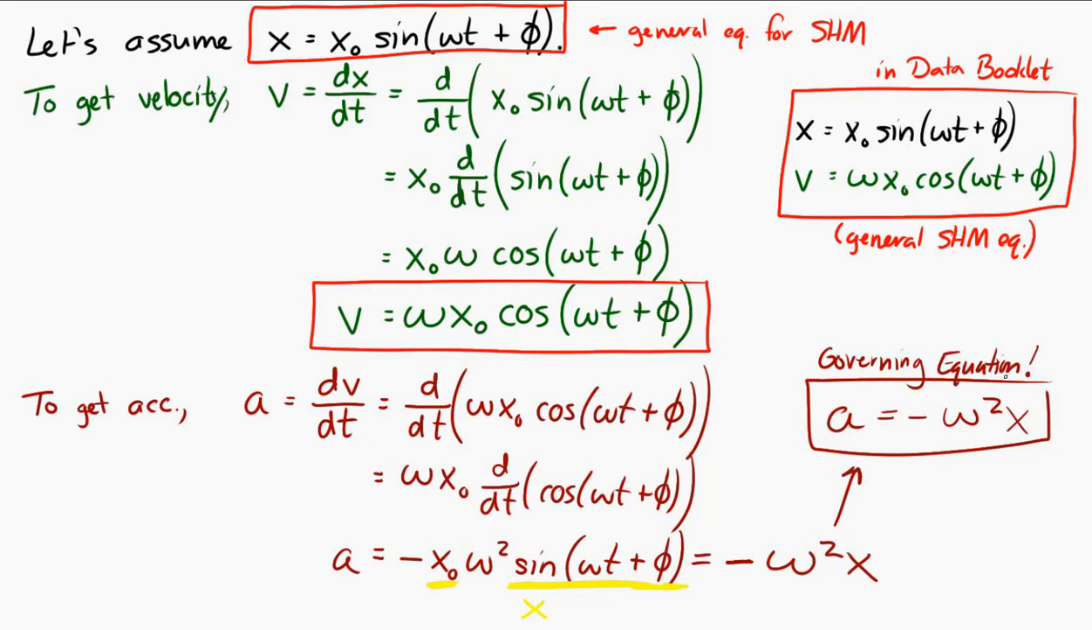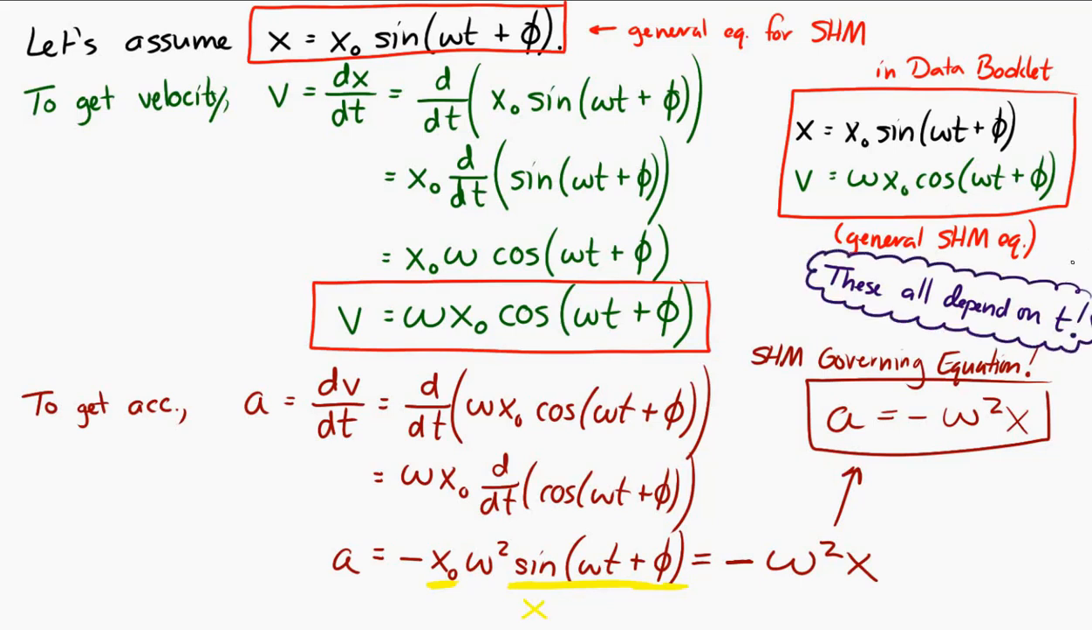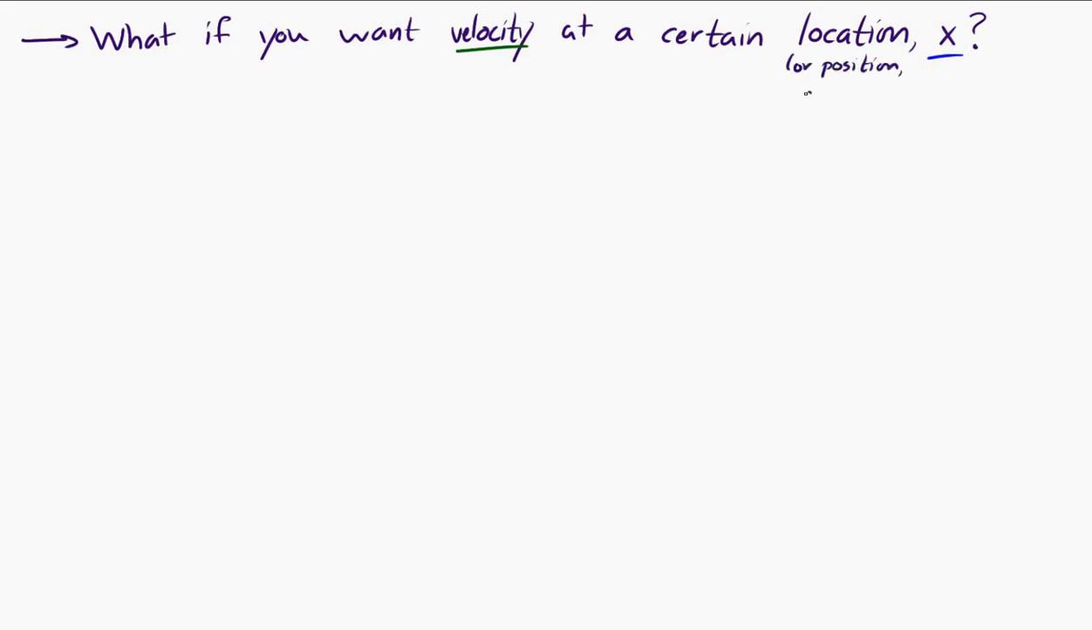Now, notice that those equations all depend on knowing the time. So you can get the displacement, you can get the velocity, if you know what time you're talking about. But what if you want to know the velocity at a certain location? What if you want to know the velocity not at a given time, but at a given position or displacement? Well, there's an equation for that.